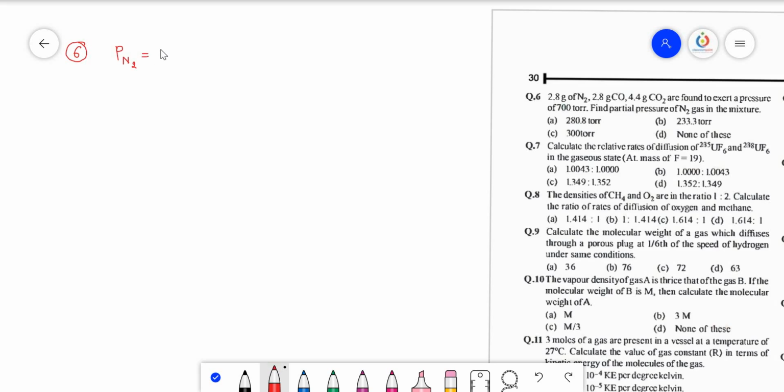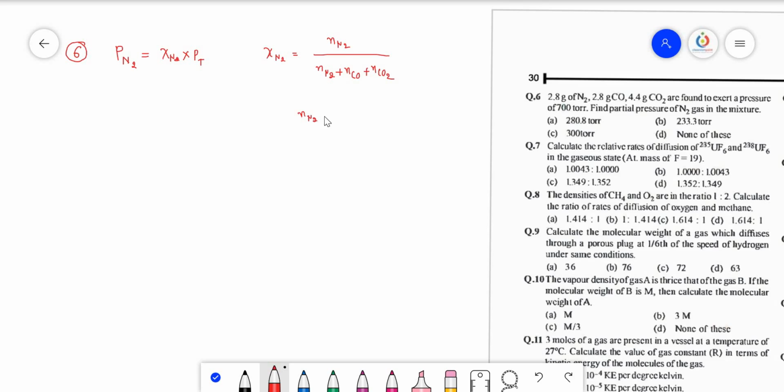Partial pressure of nitrogen is equal to the mole fraction of nitrogen times the total pressure. How do we calculate the mole fraction of nitrogen? It is the number of moles of nitrogen divided by the total number of moles of all these compounds. Which compounds are present? Number of moles of nitrogen plus number of moles of carbon monoxide plus number of moles of carbon dioxide. So, individually, initially we have to calculate the number of moles.